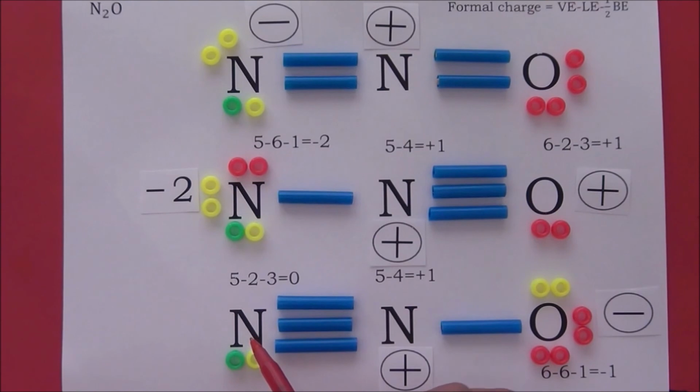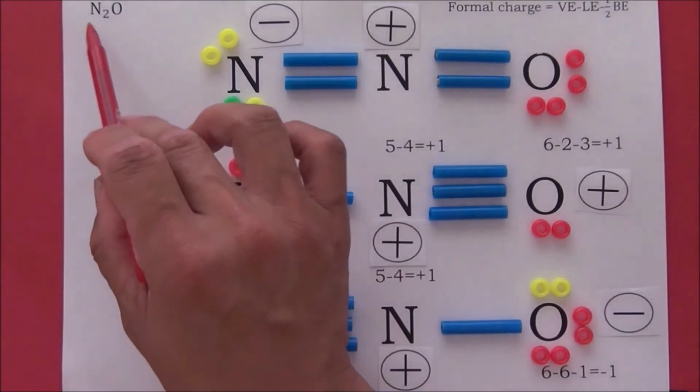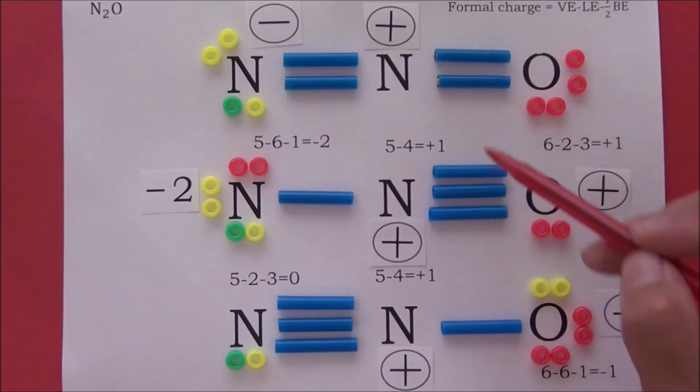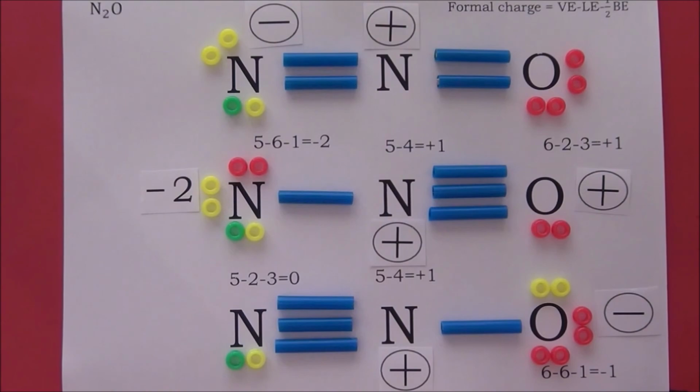Finally, the nitrogen atom on the left has 5 valence electrons, minus 2 lone pair electrons, minus 3 bonds, equal to 0. According to the rules of formal charges, the atom of a good Lewis structure can only have 0, plus 1, or negative 1 formal charges. Any other formal charges will make it a bad Lewis structure. Therefore, for N2O, we only have 2 good resonance structures.